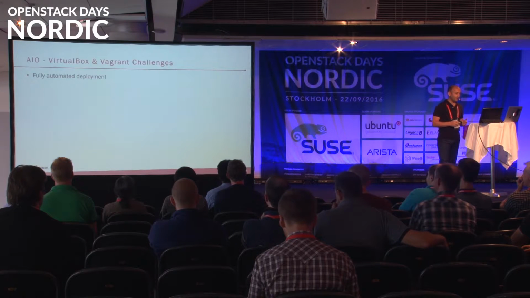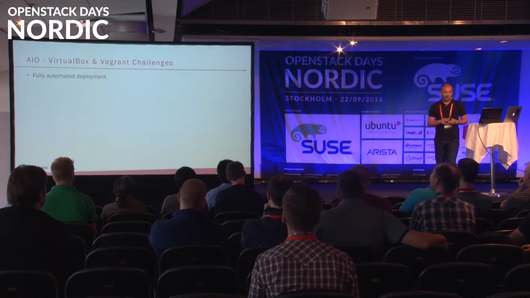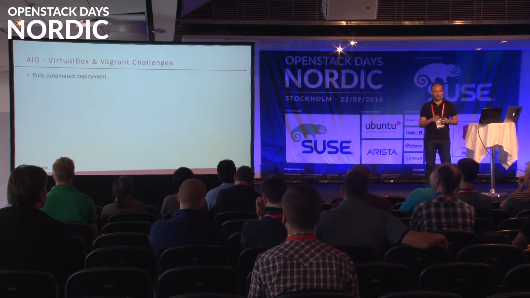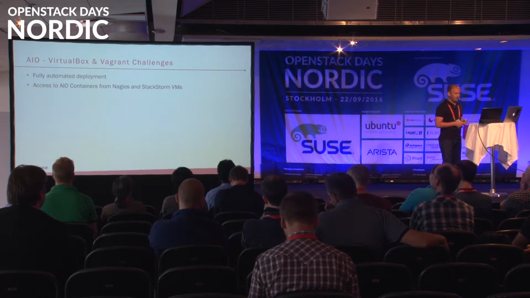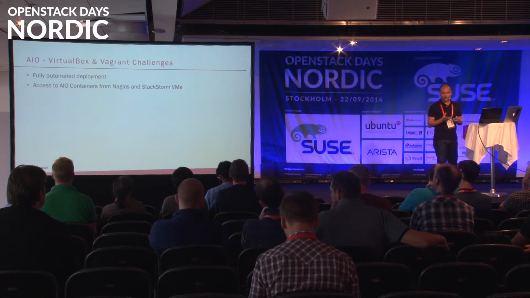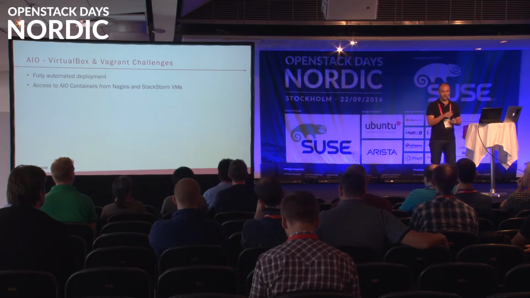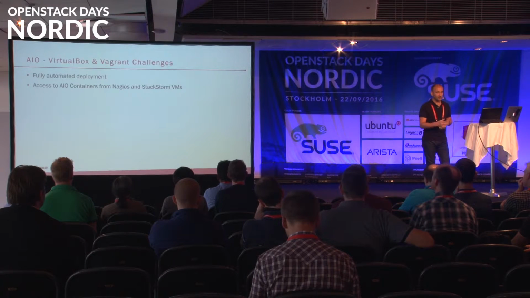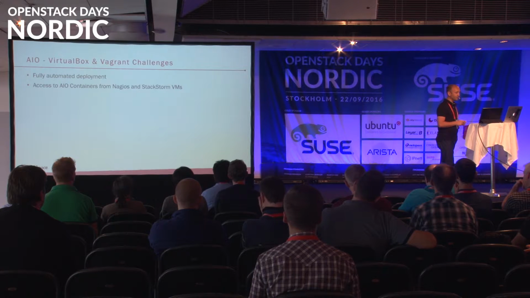So how do I go about building this? Building it manually is quite easy, but getting the Vagrant integration to work proved a little bit more challenging. I wanted it to be fully automated so that I can just do vagrant up and things come online. Now, the all-in-one configuration, by design, is all-in-one in a single VM, and it's not really designed for external connectivity. So I needed Nagios to be able to connect into those VMs and monitor it, and then StackStorm to connect into it and actually do things. So I had to access those containers, and the default configuration didn't really work.